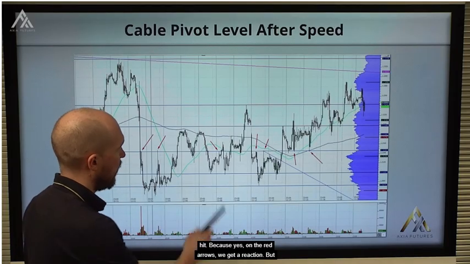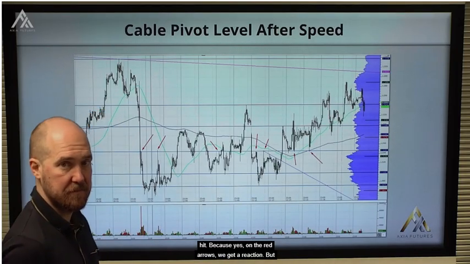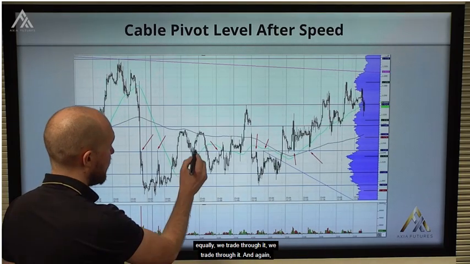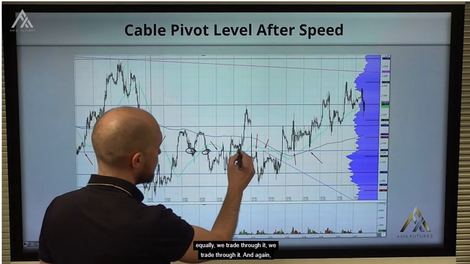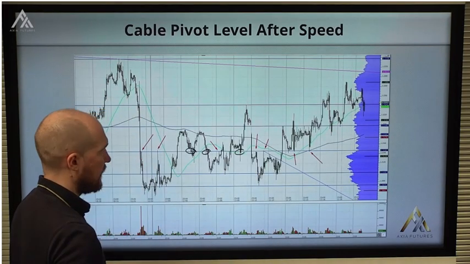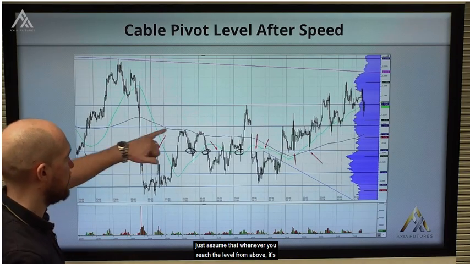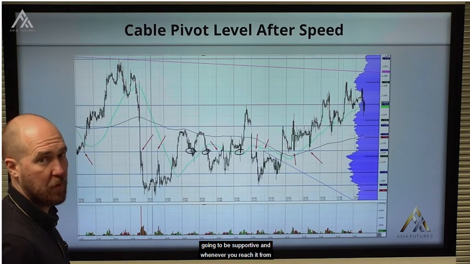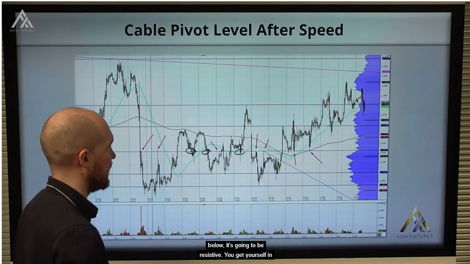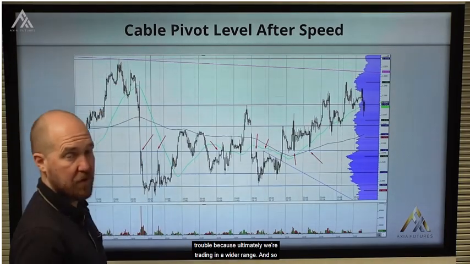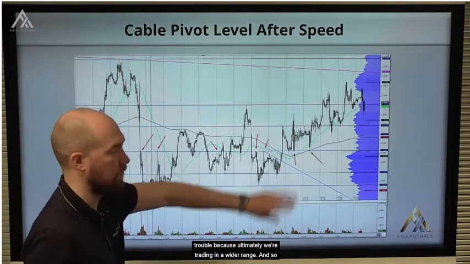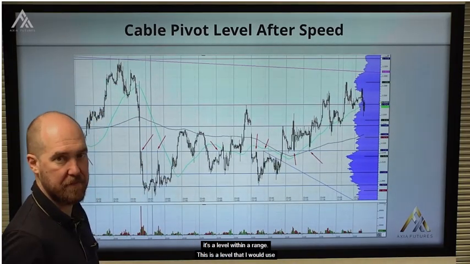Because yes, on the red arrows, we get a reaction. But equally, we trade through it. We trade through it, and again, this is where you don't get a reaction. If you just assume that whenever you reach the level from above it's going to be supportive, and whenever you reach it from below it's going to be resistive, you get yourself in trouble, because ultimately we're trading in a wider range. And so it's a level within a range.